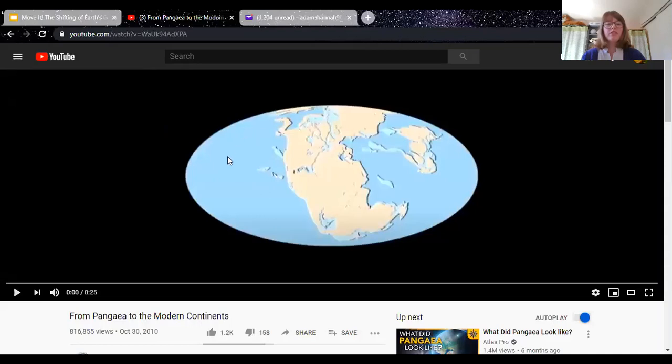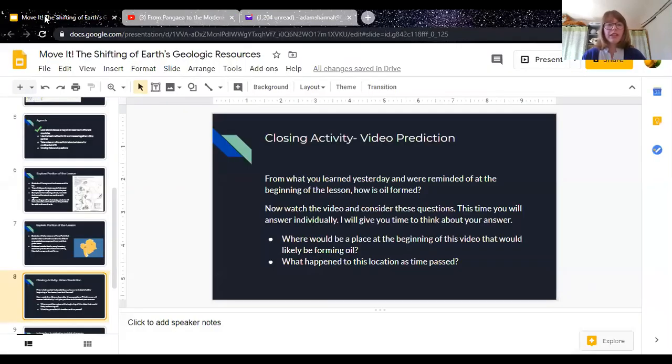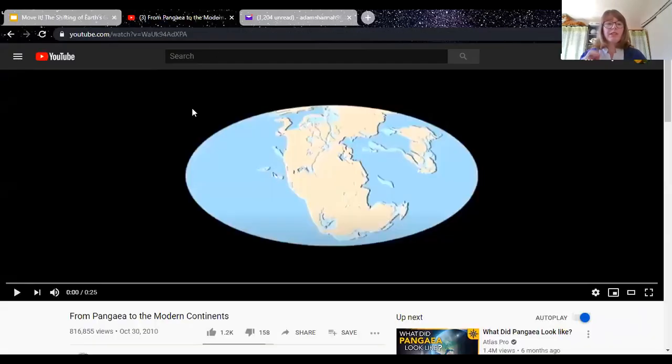So try to find, darker blue means deeper ocean. This tan area is landmass, and then this light blue is usually shallower water. So you're going to be looking at that video and trying to find, okay, where's a place that's probably forming oil? Then you're going to watch what happened to this location as time passed. All right, and I'm going to play this video 2 times to make sure that you get to see it. So go ahead, pick a location here that you think would be forming oil. Okay, and I'm gonna go ahead and hit play.